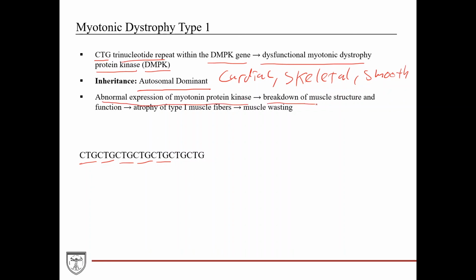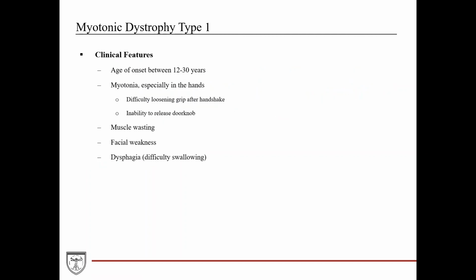That results in the breakdown of muscle structure and function, which then causes atrophy of type 1 muscle fibers and muscle wasting. So clinically, this is a little more unique compared to Duchenne and Becker's. The age of onset, I guess, could be a little bit similar to Becker's. It's a little bit later in life, has a little bit wider range. It's between 12 and 30 years, so adolescence, early adulthood.